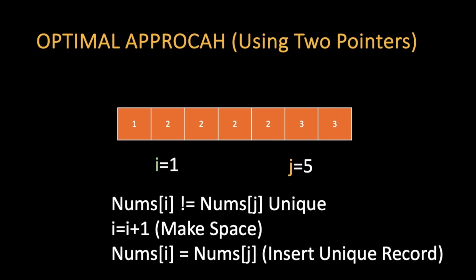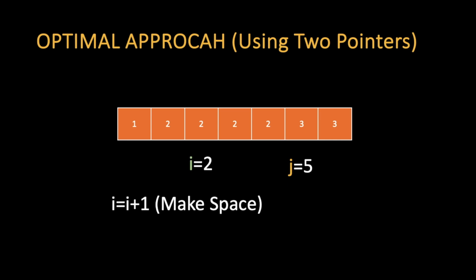Now we will check nums of I is equal to nums of j. No, nums of I is not equal to nums of j, that means we encountered a unique element, that is 3. Now whenever we encounter a unique element, we do two things. First we need to create a space, and then we will insert the unique element there. Now we will make I is equal to I plus 1. Now I is at first index, now I will become 2.